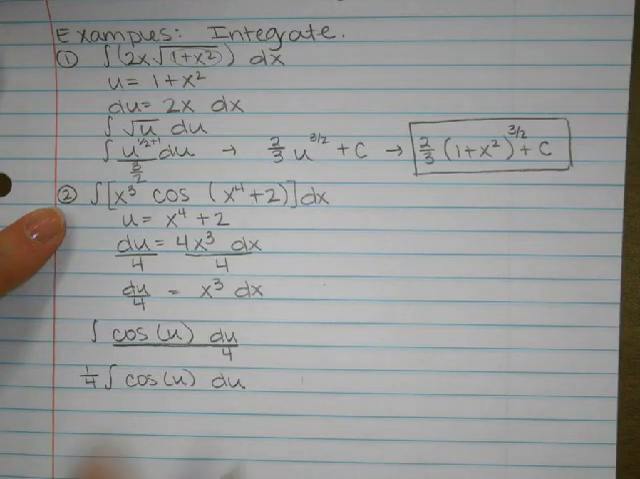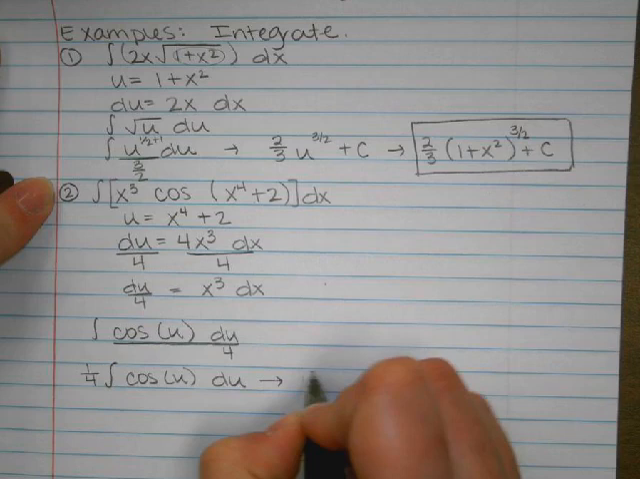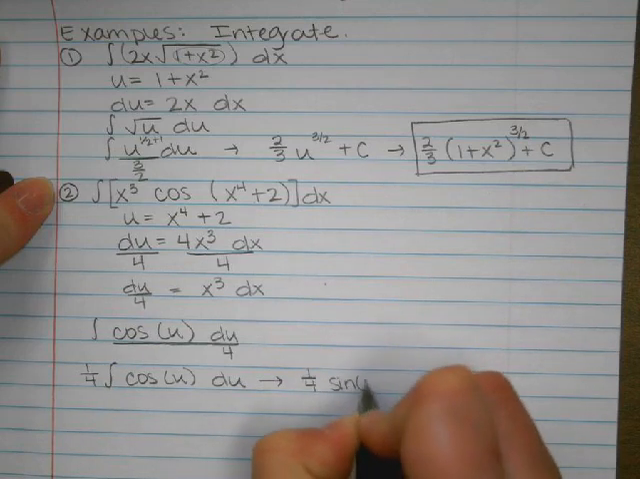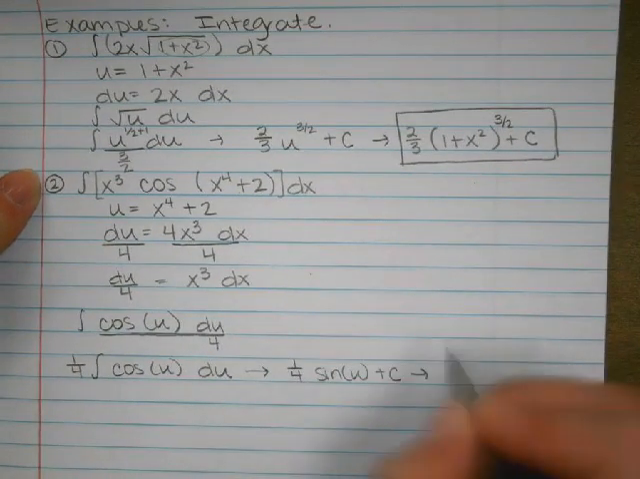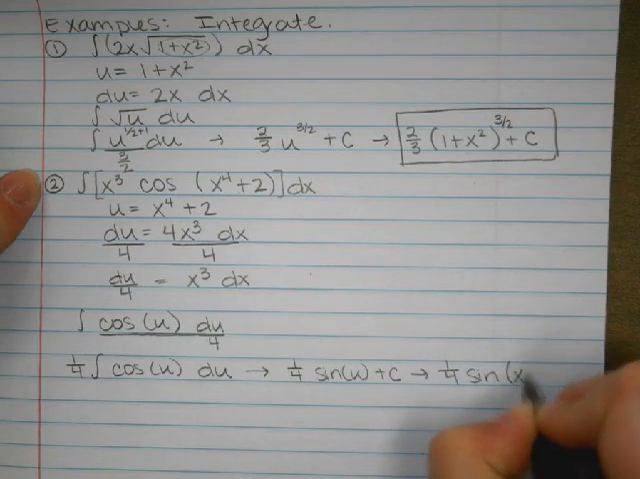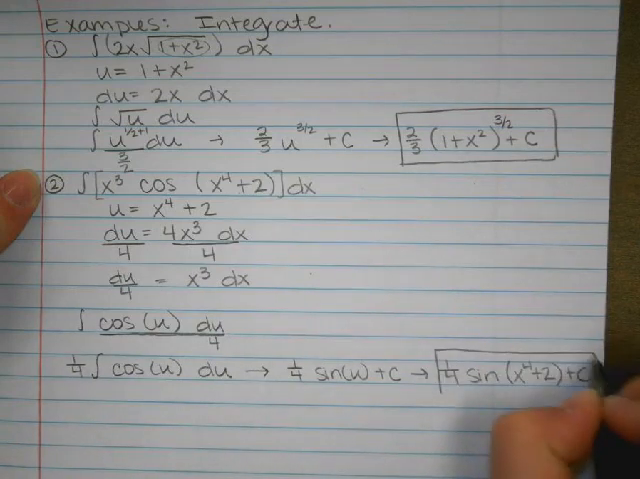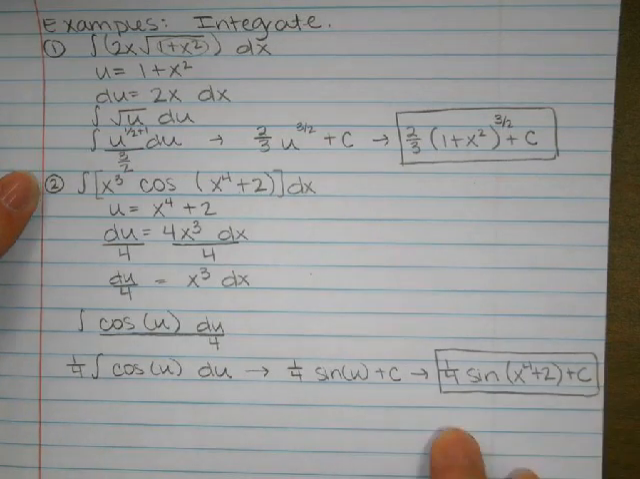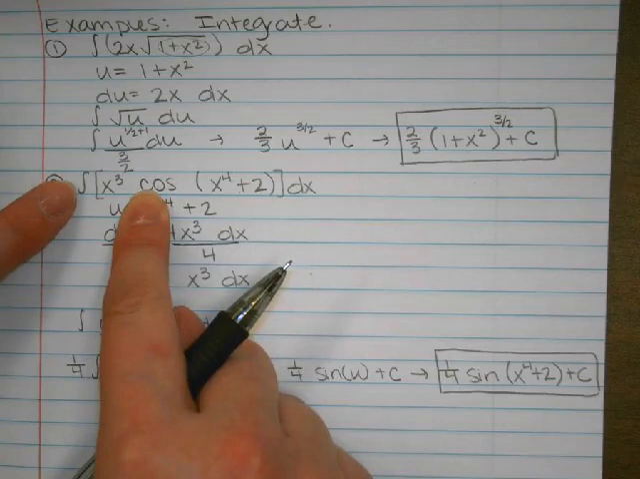So if I think about the antiderivative of cos, like what function goes to cos, that would be just sine. And so this is going to become 1/4 sine u plus c. And now that I've done the antiderivative, I can substitute back in for that u. So 1/4 sine of x to the 4th plus 2 plus c. And if you're ever wondering whether your answer is right, all you have to do is take the derivative of it, which we're a lot better at this point anyway, and check and make sure it matches the original integrand up here.